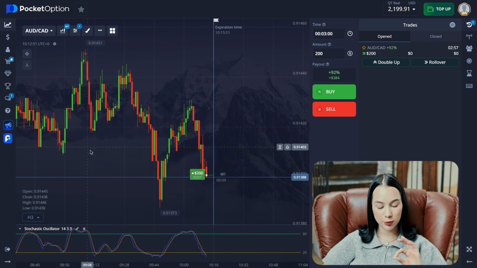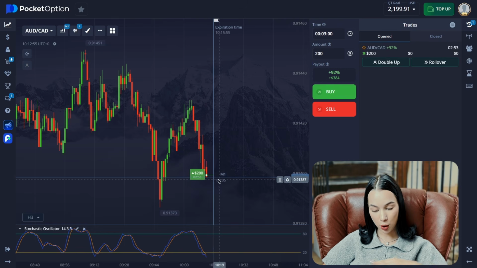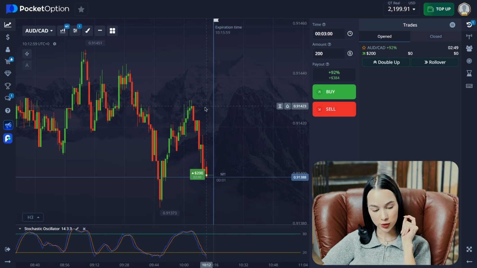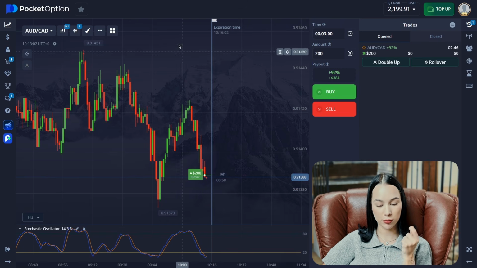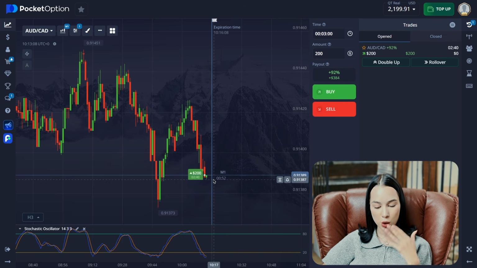So we can see here by the stochastic oscillator that our price, these two lines, is already below the level 20. So that means it's in the oversold zone. So that could be the rebound from the support level here, even though the previous support level was lower. But as we know, support and resistance levels are always changing. So that's why we open a trade here in the upward direction.